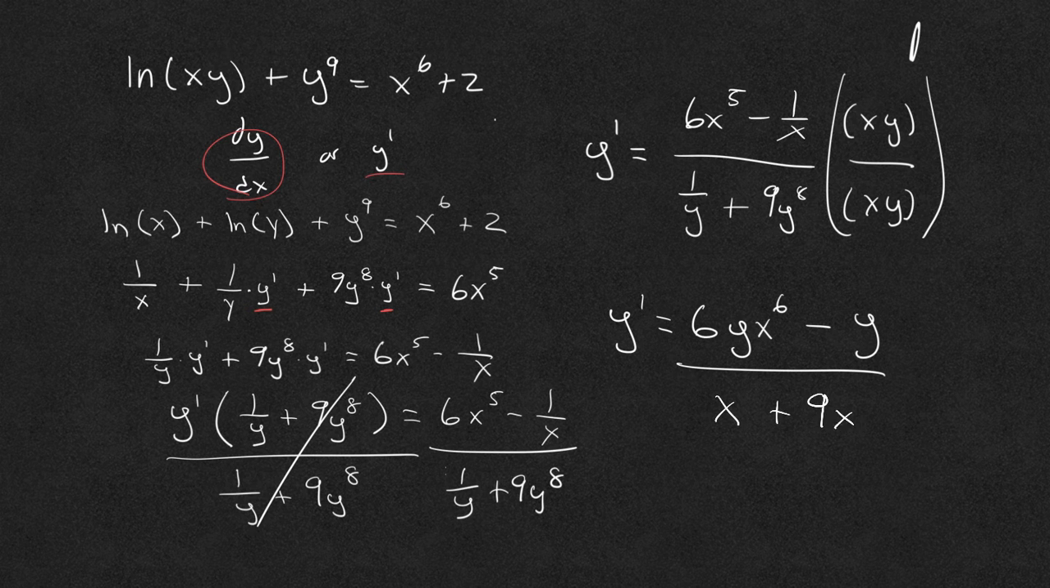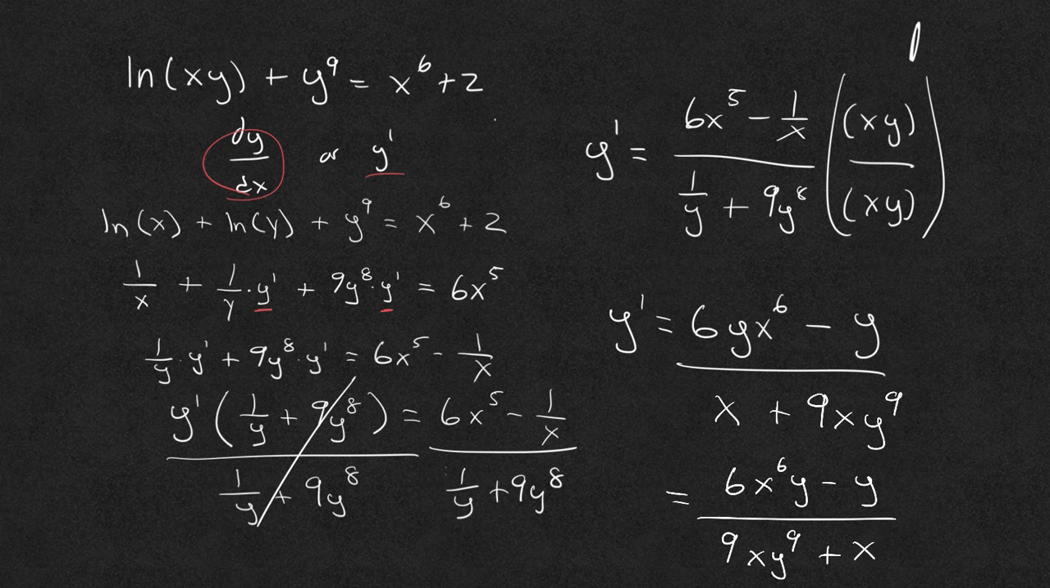And then we have an x, and now we have a y to the 9th. And you can even make this look a little better, where it might be 6 x to the 6th times y minus y, divided by 9x y to the 9th plus x. So you could do any of this type of stuff with the algebra if you wanted. But at the end of the day, what we're trying to get through with this video is, if you are given this type of equation or something like this, how do you solve for that dy/dx or y prime, depending on how your class denotes it.